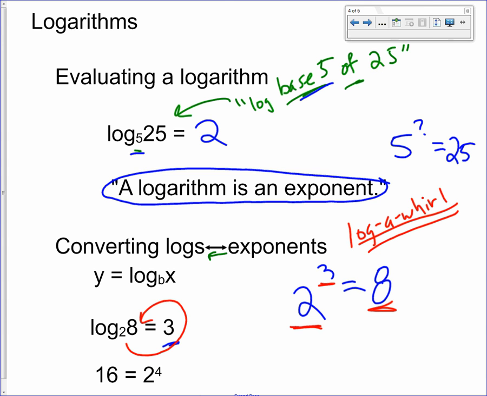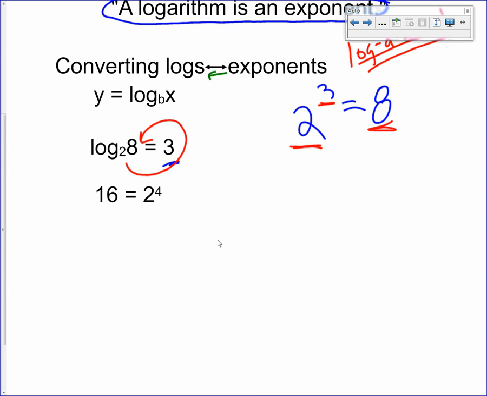The log-a-whirl can go the other way. What if you have an exponent and you want to convert it into a logarithm? So your log-a-whirl starts at the base, and you're going to whirl around to the other side of the equal sign, and then whirl back. As you're writing it out, you follow your whirl. So the base of 2, and then the next number I get to is 16, equals, and then it's going to end up at 4.